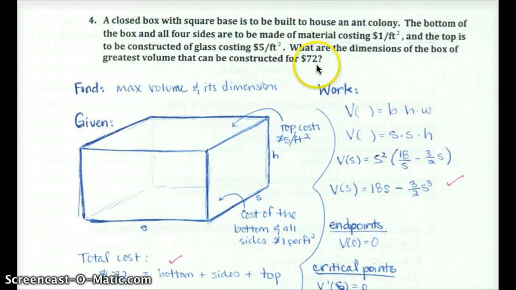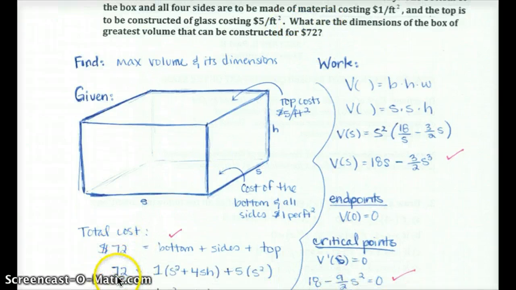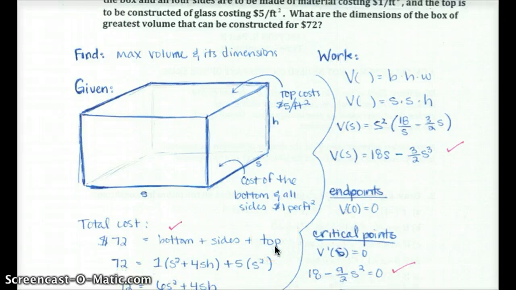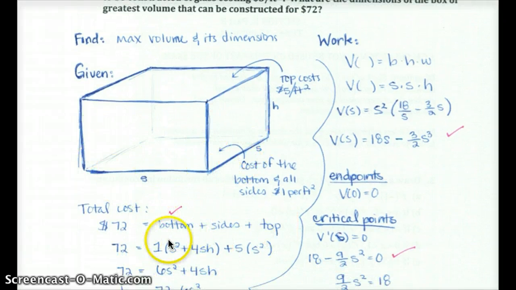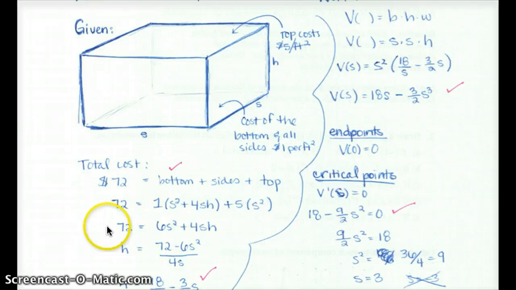I also recognize that the total cost, 72, has to be the cost of the bottom and sides and the top. Well, the bottom of this box is s squared, and the sides are all h times s, and there's 4 sides. So s squared plus 4 sides right here is the total amount of material that costs $1. So the cost times the amount of area. The top of the box is another s squared, but the top costs $5 per foot squared. So this s squared times 5 is the cost of that glass top. This expression can be simplified to this one, and we can solve for h, which we'll use in a second.